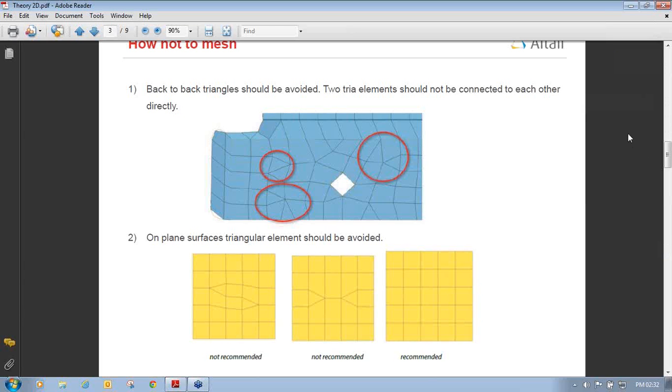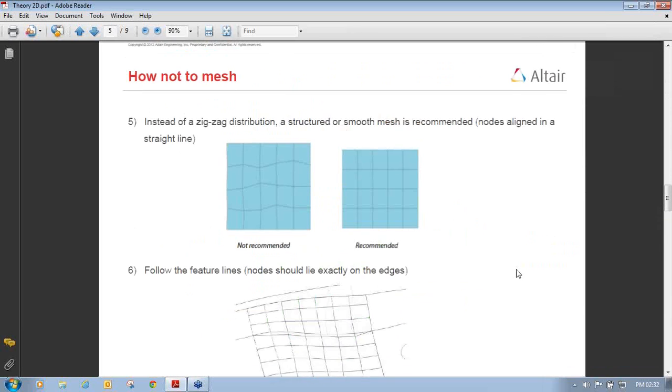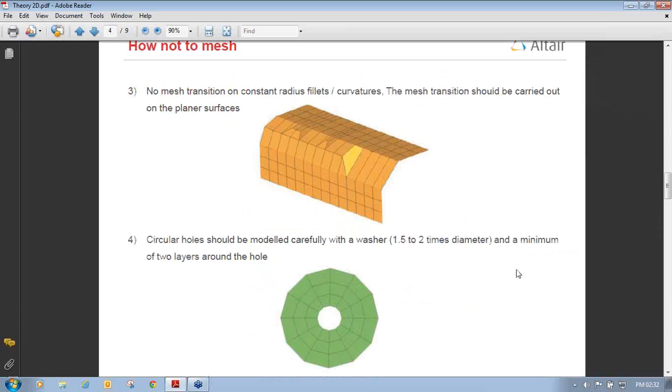This is another rule. Then we will move to the next portion, that is the third rule, which is no mesh transition on constant radius fillet curvatures. The mesh transition should be carried out on plane surfaces. This is because in most of the components, the failure locations are fillets or curved locations or circular zones, that is circles or holes on the components.